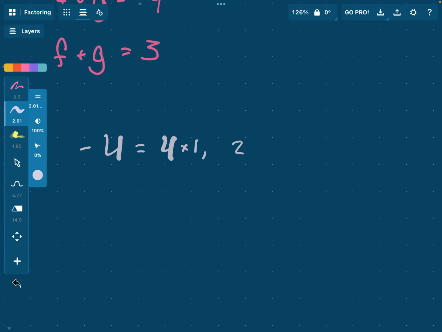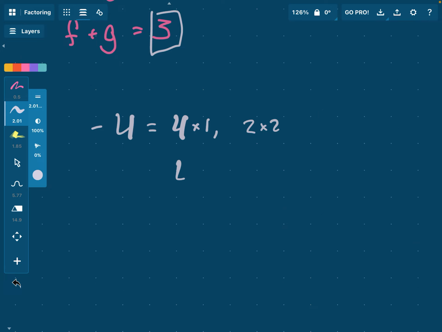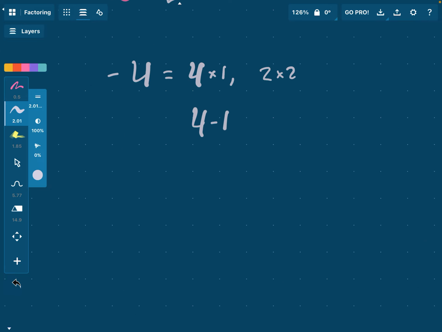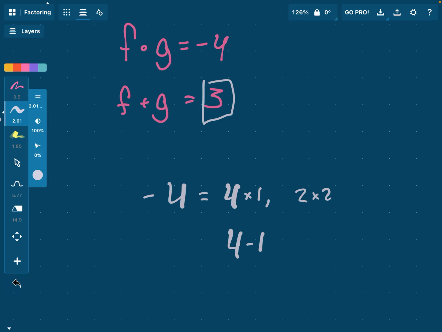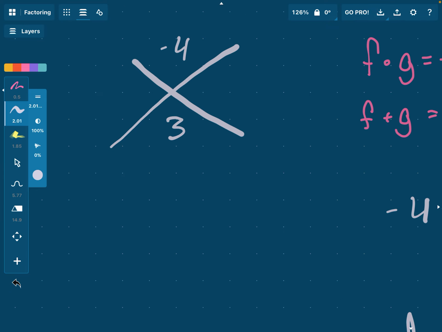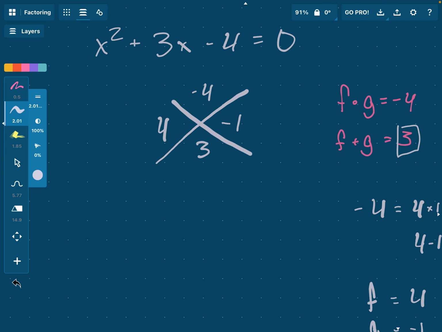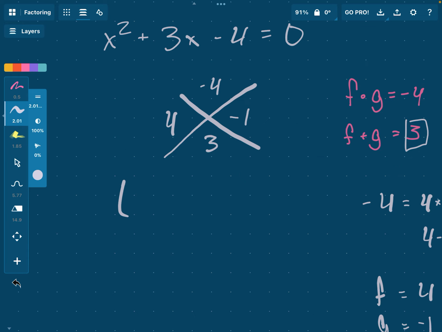We have 2 and 2 again, where the negative could be on either of them, and that's all of our options. So which of these is going to add to 3? Well, it's going to be 4 and negative 1. So we know f is going to be equal to 4, g is going to be equal to negative 1. Now we can plug these back in up here, and we can separate our quadratic into a binomial based on these values. So again, x plus 4 times x minus 1.